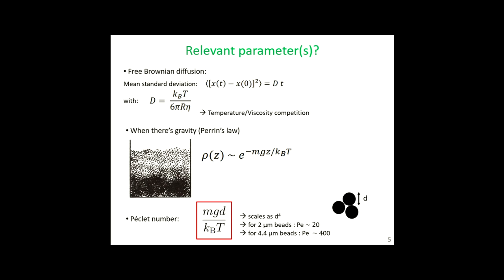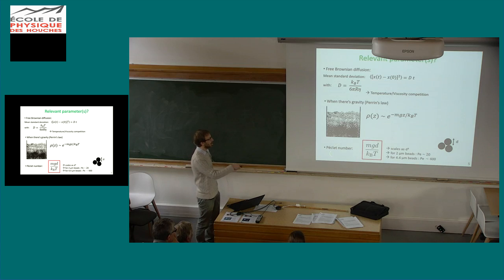So here in our system, we believe that the most important number is the Peclet number, that is the weight of the grains times their diameter divided by kT. And one thing that is important for us is that this quantity scales as the diameter to the power 4, which means that by changing a little the diameter of the grains, you can change this a lot without changing the geometry of the system. So we have a way to tune the relative importance of the thermal activity with respect to the weight of the grains simply by changing the diameter of the grain, which is simpler than changing the temperature.